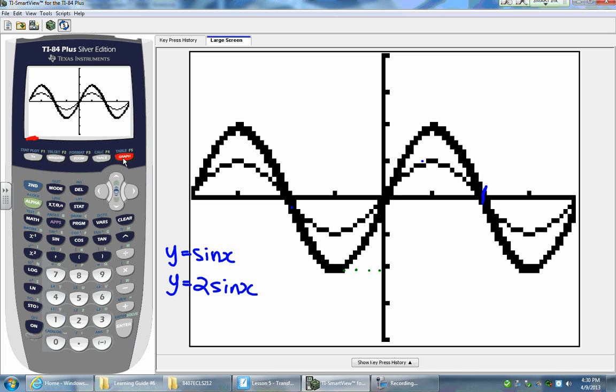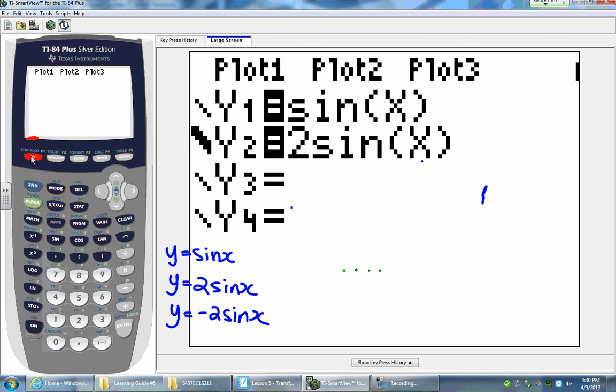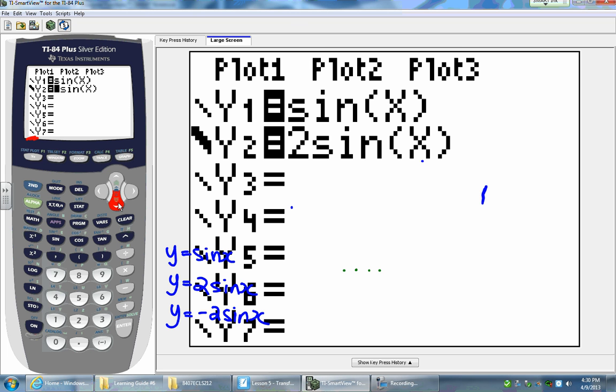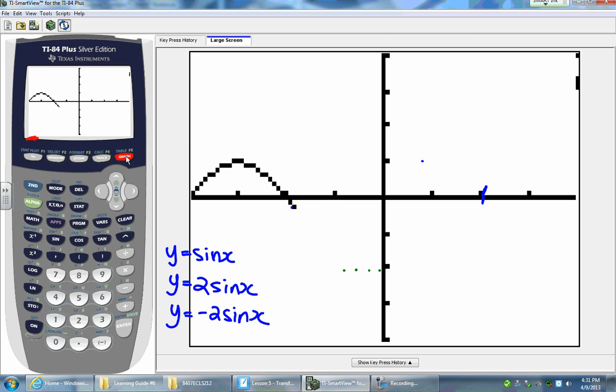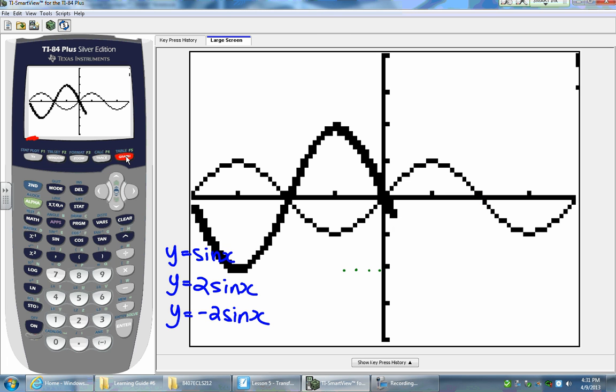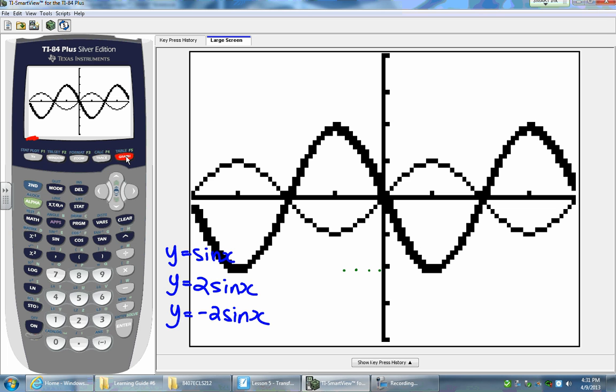The last thing I want to look at is when A is equal to a negative number. So graph y is equal to -2 sine x. We'll just plop a negative right in front of this function here. Press graph. There's the original function, and here's the graph of the transformed function. The amplitude went from 1 to 2, so my amplitude doubled, and that's where that 2 is coming from.